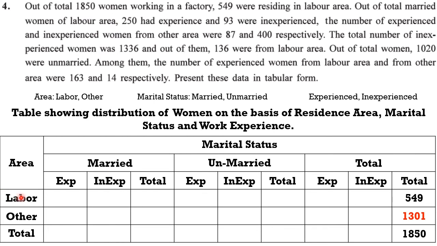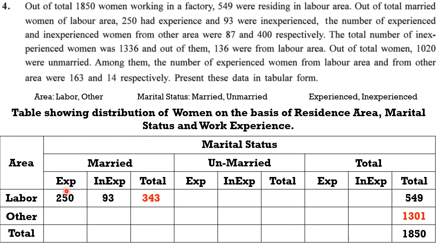So married women of labor area, we are talking about married and labor. Now in that we have experience, inexperience, total 3 points, of which 250 had experience. That means out of the married labor area women, 250 had experience and 93 did not have experience. So let's make a total of experience and inexperience, and we will get the total of the married women of labor area, that is 343.